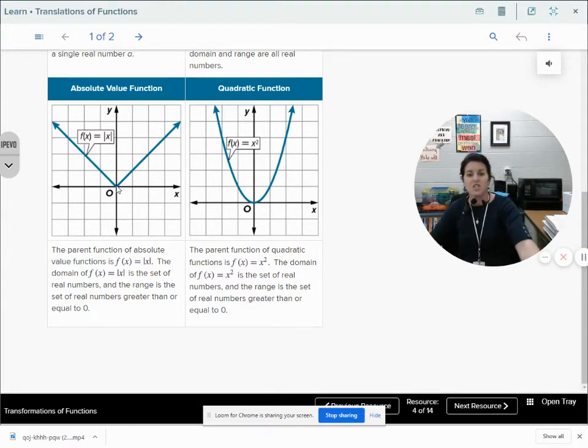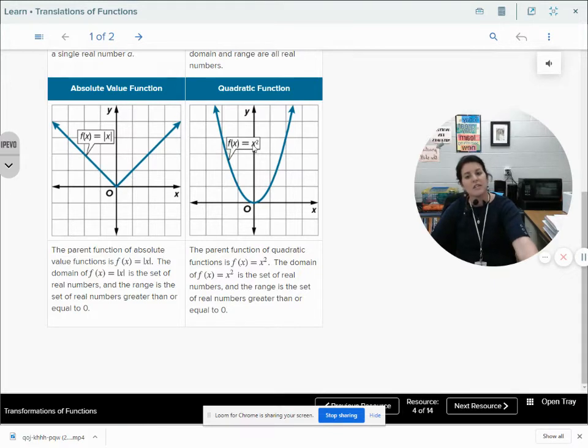The parent function of a quadratic function is a simple parabola that goes through the point 0, 0, and it goes up 1 over 1. And think about it. If I go over 2, I'm going to go up 4 on both sides. This is x squared. F of x equals x squared. I plug in a 1, I square it, I get out a 1. I plug in a 2, I square it, I get out 4. Plug in a 3 squared, I'm going to get out 9.